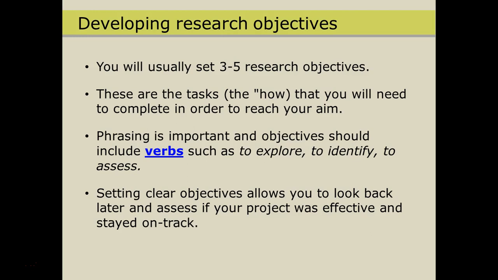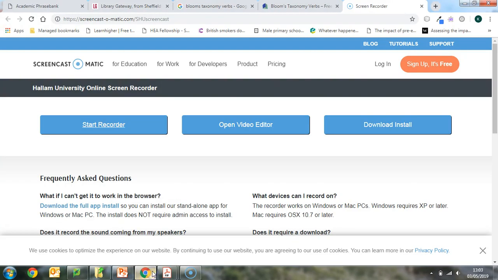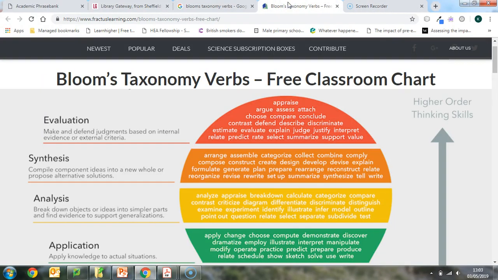Now, the phrasing is really important of these. You want to try and be as precise as you can with your choice of verbs. So, are you going to explore, identify, assess? One thing that I wanted to show you here with this hyperlink is just a useful link that I found works really well when you're putting together your research objectives. And it uses Bloom's taxonomy. So I'm sure you're all thinking, oh, we know Bloom's taxonomy, oh no. But I just wanted to flag this up if you've not seen this particular resource before, because I think it is really helpful. So you'll see here what we've got.